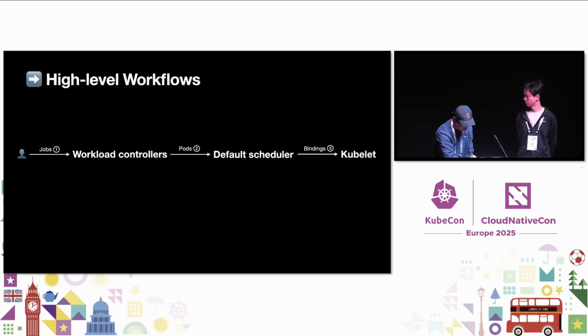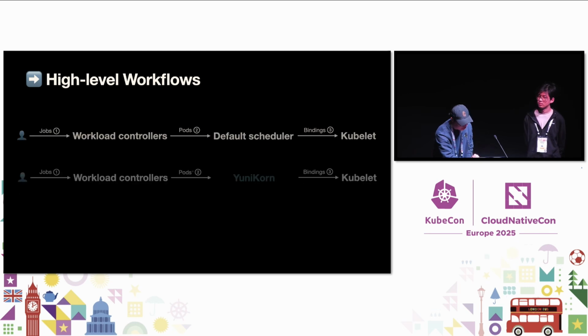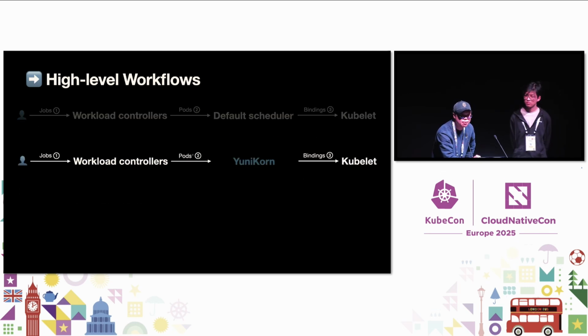I think before we dive into the features, we should get a high-level understanding about the workflow when using these schedulers. For default scheduler, maybe you are already familiar, you submit a job or job-like workloads. The workloads controller will be responsible to fan out the job to pods, and the pods get scheduled by the default scheduler. For YuniKorn, it's basically the same way.